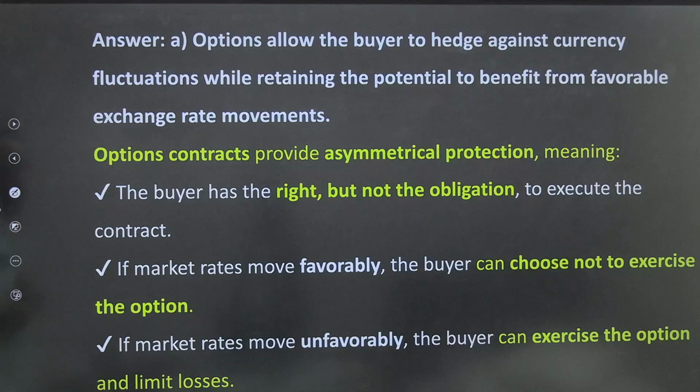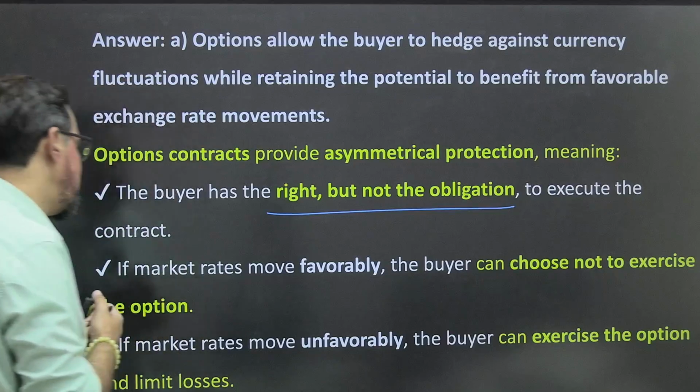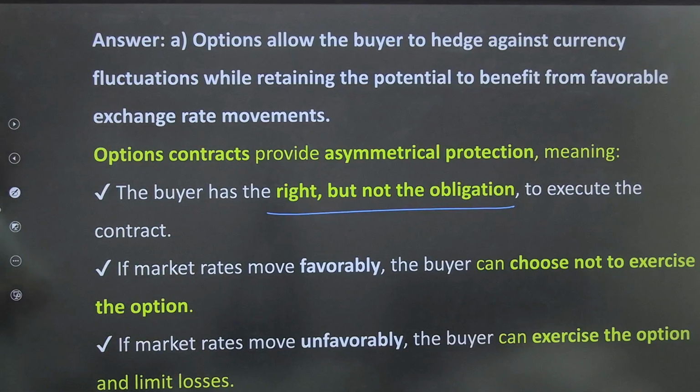Okay. So option contracts provide asymmetrical protection, meaning the buyer has a right but no obligation to execute the contract. If the market rate moves favorably, the buyer can choose not to exercise the option. If the market rate moves unfavorably, the buyer can exercise the option and limit the losses as well.